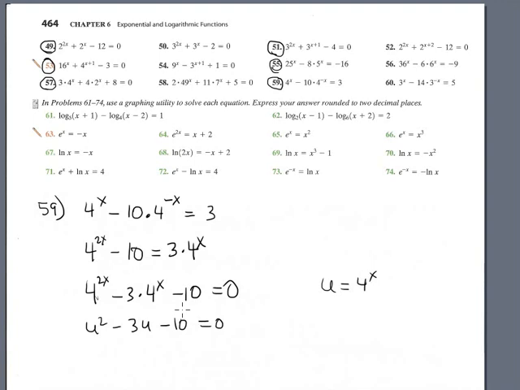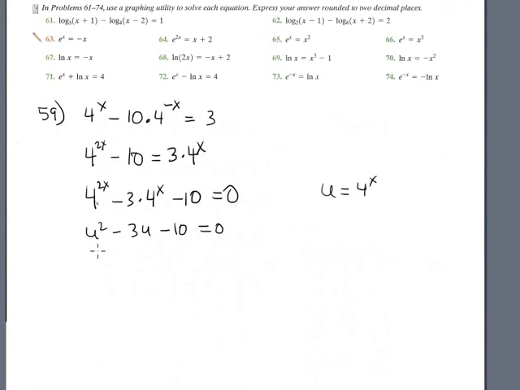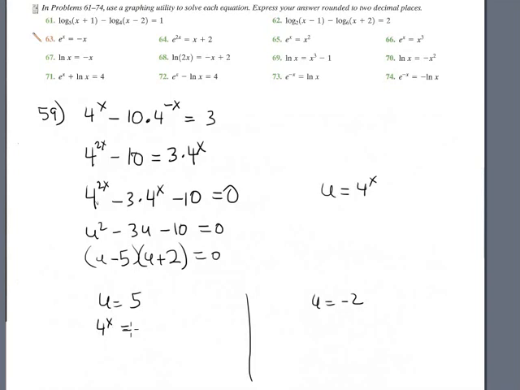Then the solution is by factoring. By factoring is easy in this case. It is u is 5 and 2, minus and plus. So one solution is 5, another solution is negative 2. So one solution is 4 to the x equal 5, another solution is 4 to the x equal negative 2. In this case, no solution.